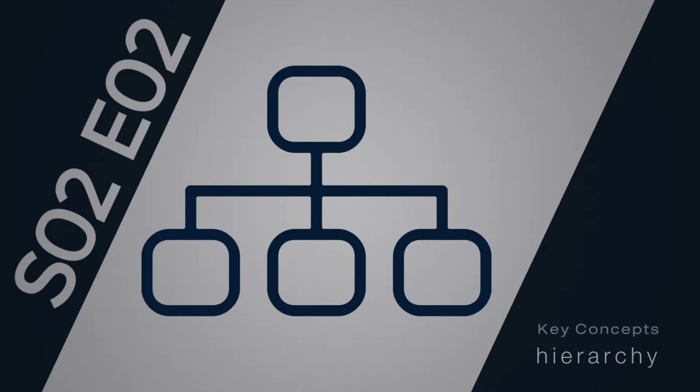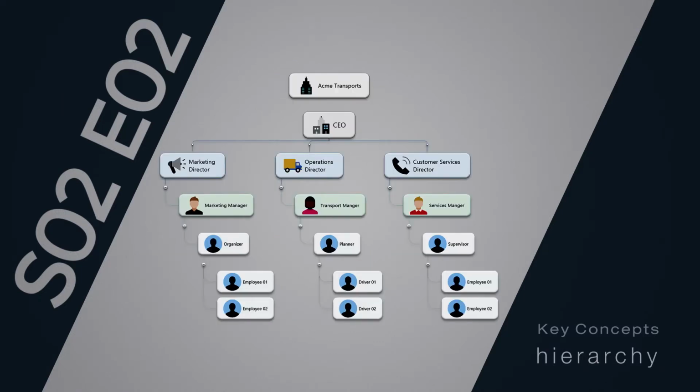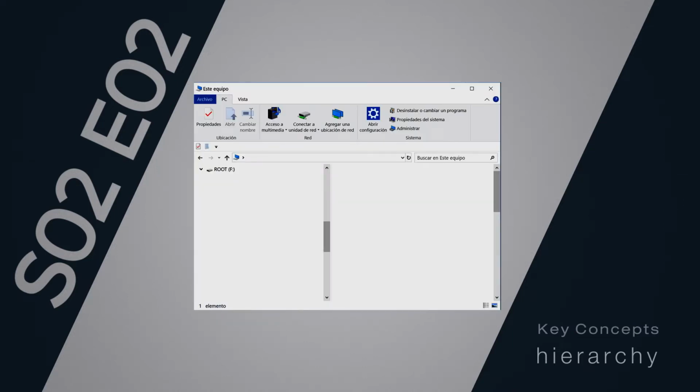A hierarchy is an arrangement of items that are organized according to some criteria. The most common example is how people are organized within companies into levels according to the authority they have. Another common hierarchical structure is the one we find in a computer file finder or explorer.